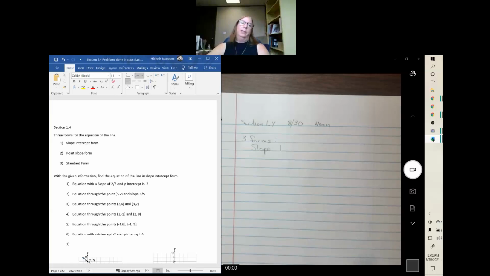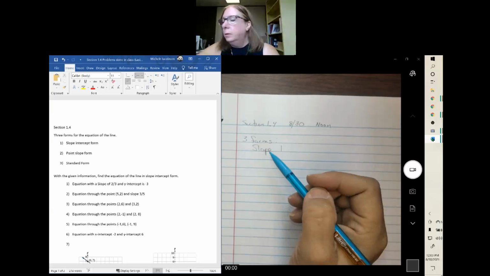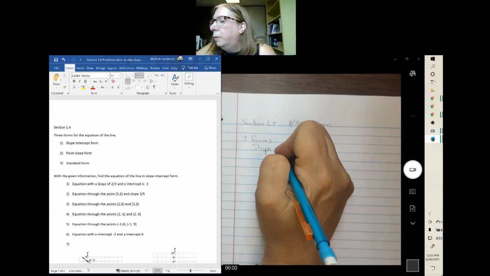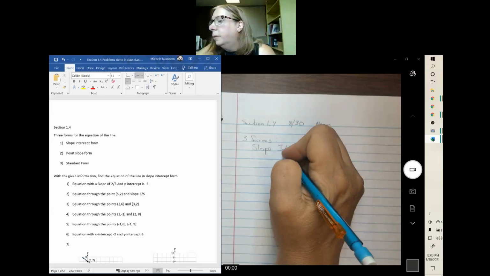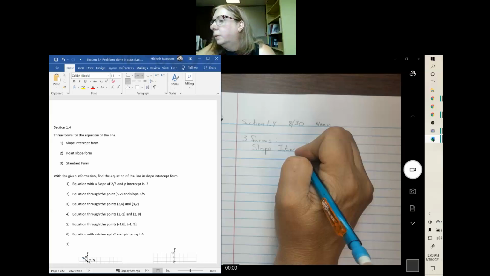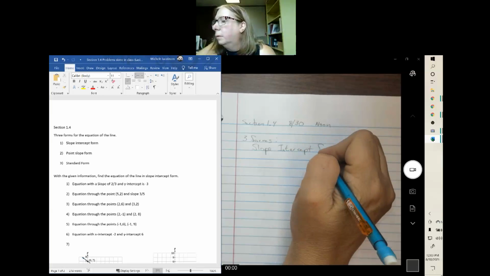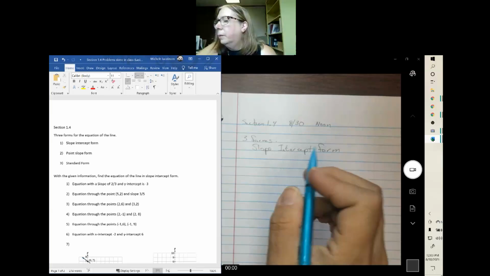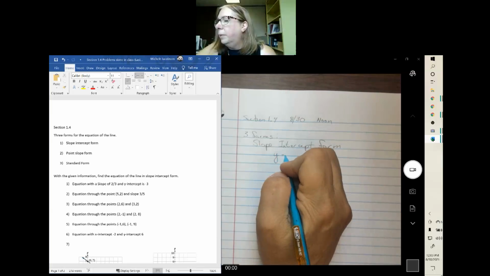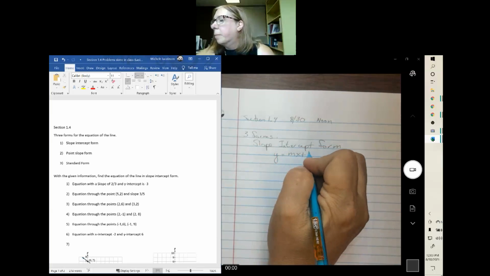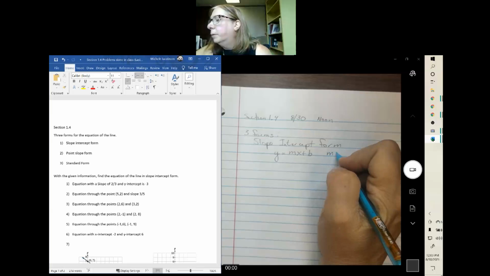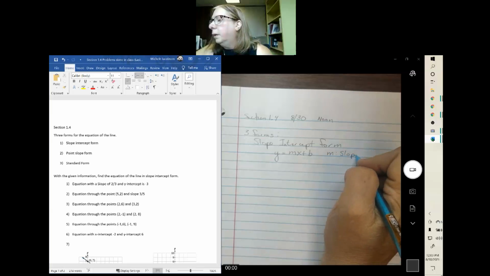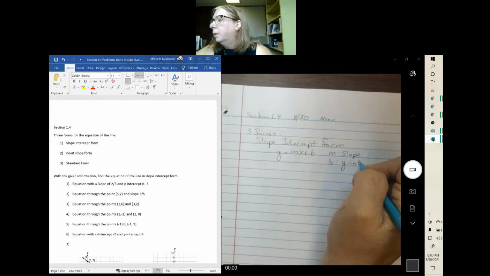Okay, 1.4. The first three are types of lines. Slope-intercept form is the first one, and we worked with this one some already. y equals mx plus b. m is the slope, and b is the y-intercept.